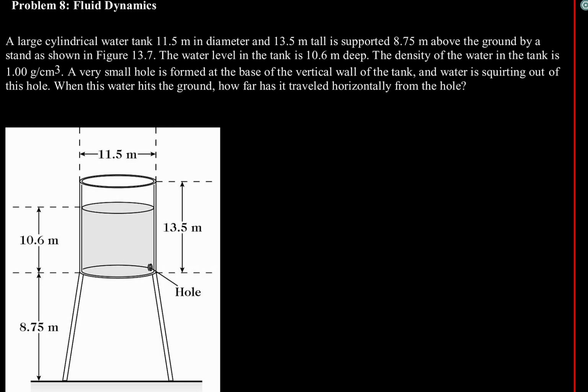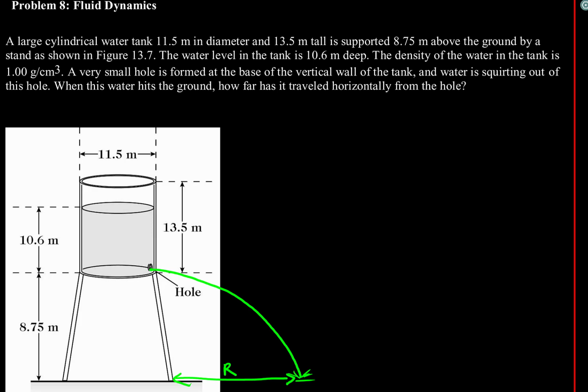The density of water is 1 gram per cm cube. A very small hole is formed at the base of the vertical wall of the tank, and the water is squeezing out of this hole. When this water hits the ground, how far has it traveled horizontally from the ground? So we have a situation where the water leaves, and we want to calculate the horizontal distance it travels. I'm going to call this distance r before it finally hits the ground.